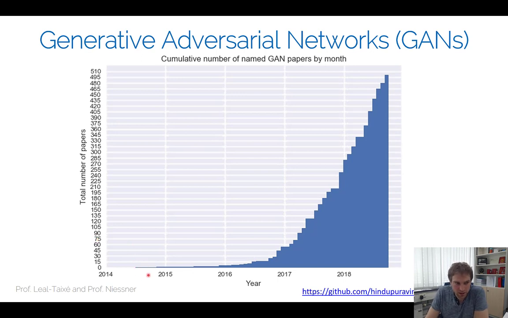You can see that in 2014 you had barely any GAN papers. And now you have almost 500 papers per month, right? So this is a very rapid growth rate of papers that have GAN in the title. And this is pretty impressive, I think. So you can see there are a lot of people looking into it.